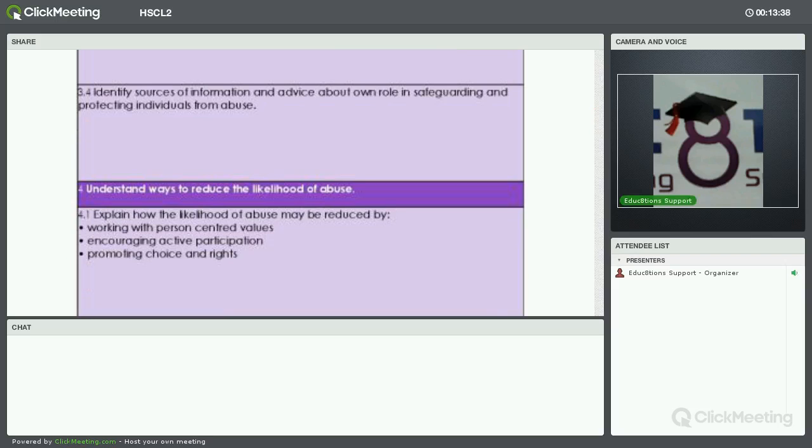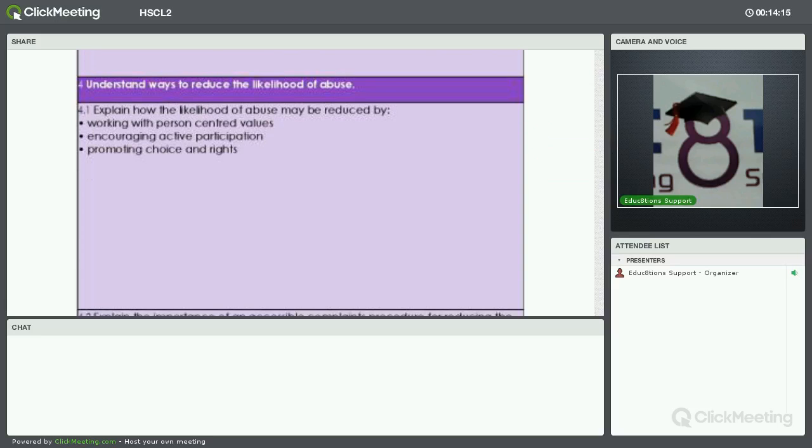3.4, identify sources of information and advice about your own safeguarding, protecting individuals from abuse. So I want to know here all the different sources of information and advice that you can gather within your own job role around safeguarding and protecting individuals. So where can you go for information and advice? Obviously, you've got your policy within your own organisation. Where else can you go? Think about the question, do some research.